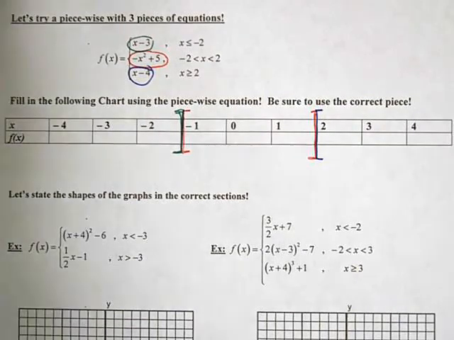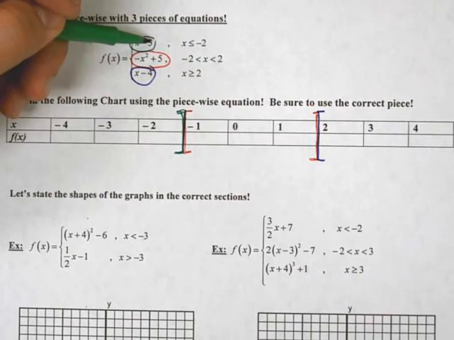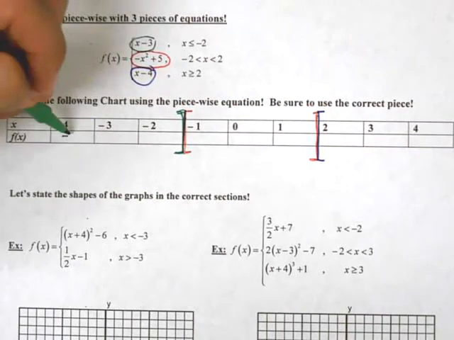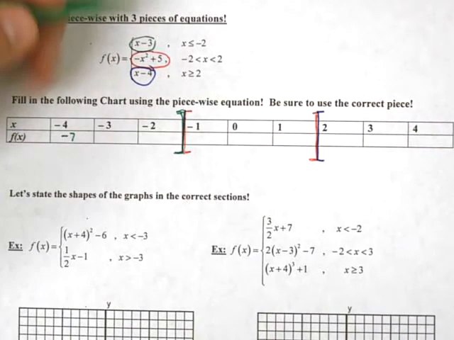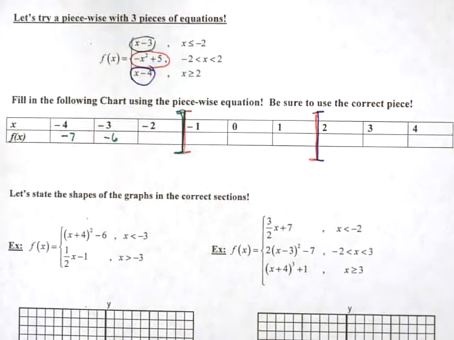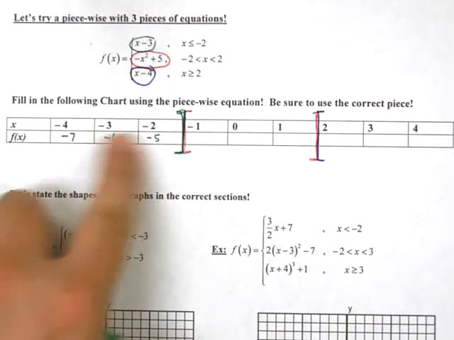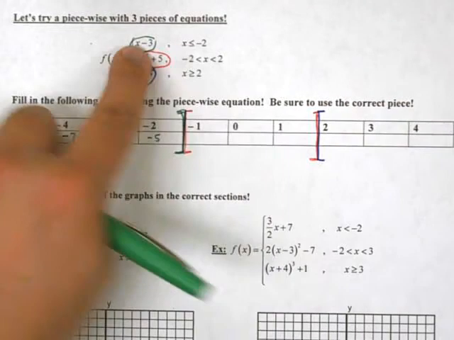With that in mind, I think we can now find some points. Well, x minus 3, when we plug in negative 4, minus 3 is negative 7. And when we plug in negative 3, minus 3 is negative 6. And negative 2 minus 3 is negative 5. Okay, because these values are part of the first equation's domain, you have to use the first equation.